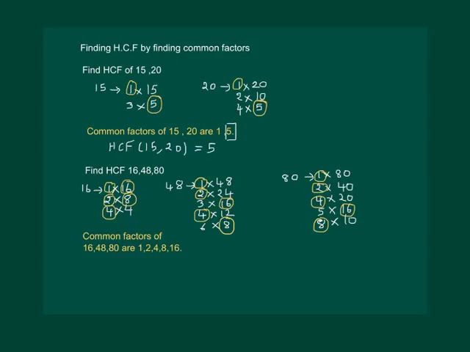Out of these, 16 is the highest. So HCF of 16, 48 and 80 is 16. Although this method of finding HCF is very easy, it is very cumbersome. So let us look at more methods of finding HCF.